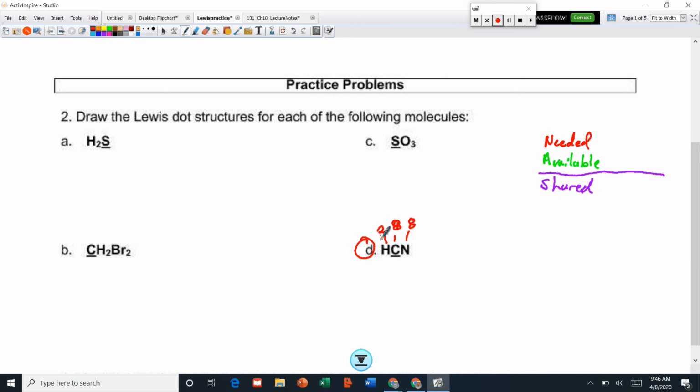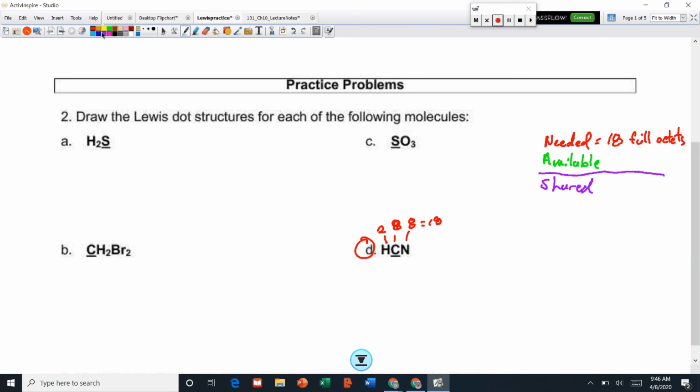So 8 plus 8 is 16, plus 2 gives us 18 electrons needed. That's 18 electrons needed to fill octets. Octets and duets. All right.